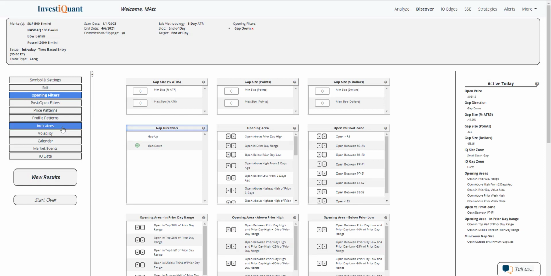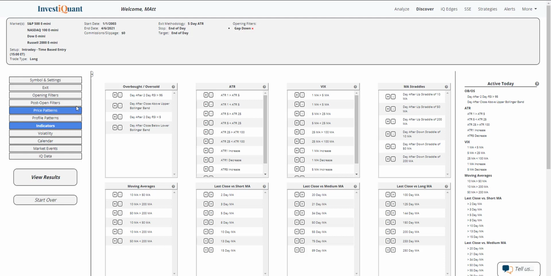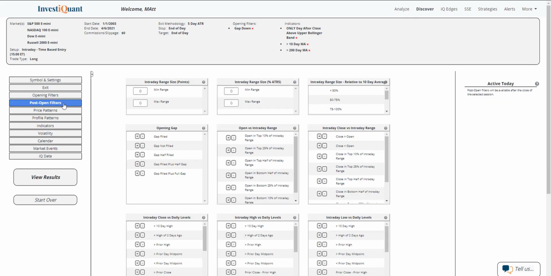I'm also going to set up the rest of the test here by hopping into the indicators. I'm going to say that yesterday closed above the upper Bollinger Band. We were above a 10 and 200-day simple moving average. And then the only additional piece of information that I'm going to add is in this post-open filters section. This is where I can add things around what has happened between the open and the time of entry. And I'm just going to add that we are trading above the opening print.